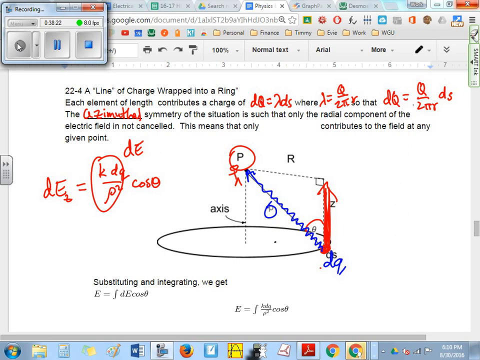We're going to be integrating the dE cos thetas, and we already said up above, only vertical components, only E sub z. Oh, right here, only k dq over rho squared cos theta contributes to any field at any given point. Okay, I'm sorry, I'm getting a little distracted. Right down here at the bottom, we're going to go ahead and integrate. So we have k dq over rho squared cos theta. That's our dE, we said.